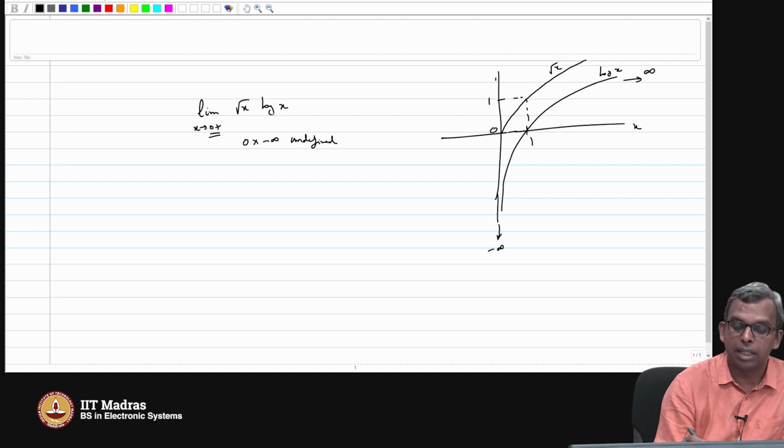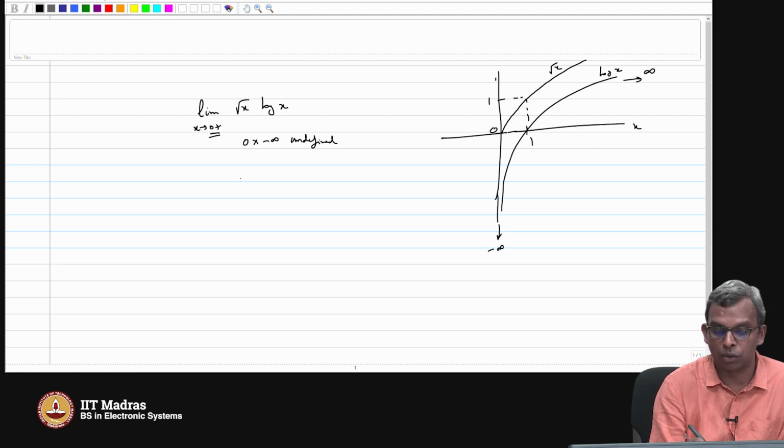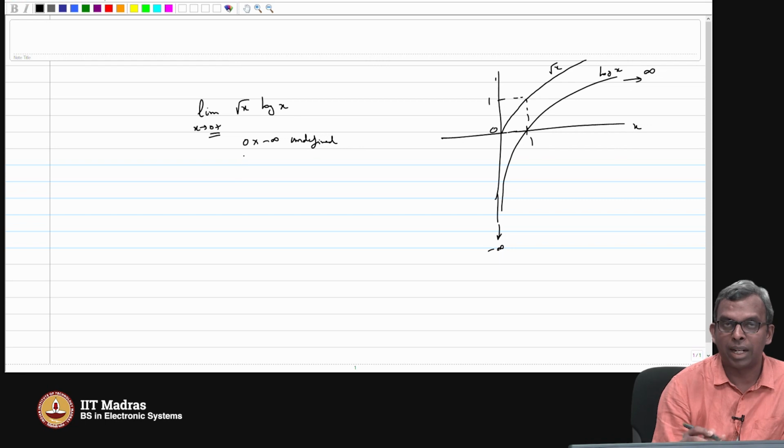In all these kinds of scenarios, one very basic and important tool is L'Hopital's rule. L'Hopital's rule is very useful, and for that I need a ratio. So I can manufacture a ratio here. I can make this log x divided by 1 by root x. Now I have the numerator tending to minus infinity, and the denominator also tending to infinity. So both are tending to infinity, and I can use L'Hopital's rule.